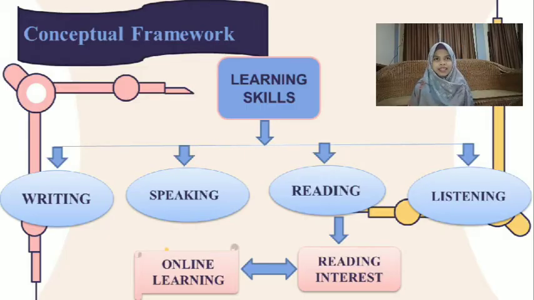The next material is the conceptual framework. The conceptual framework presents the explanation of the theory with the research problem study exists. From the figure above, we can conclude from the four learning skills, namely writing, speaking, reading, and listening. In the study, what is discussed is the reading interest in effective online learning, because a person's interest in reading also depends on the medium. So, reading interest is currently lacking in addition to online learning.